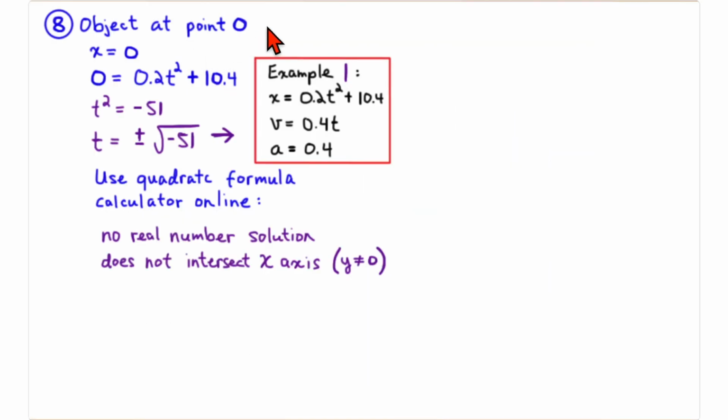So the object at point 0. This is solving for the roots, or the solution to this quadratic equation. So at what time is that distance equal to 0?